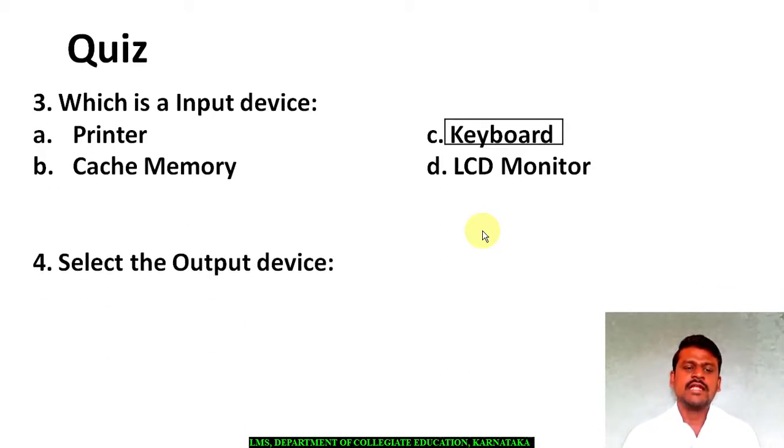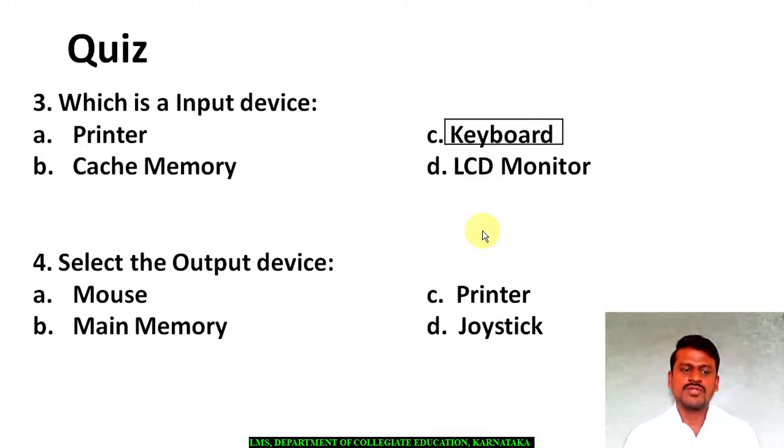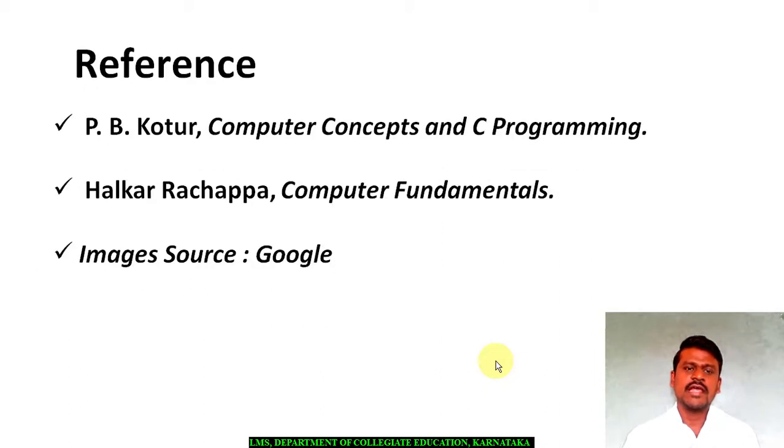Next is, select the output device from the following. Option A, mouse, option B, main memory, option C, printer, option D, joystick. Find out the output device from these 4 devices. Any guesses? Answer is printer. Because printer is an output device, it will give you the hard copy of any processed data. So the quiz session will end here.